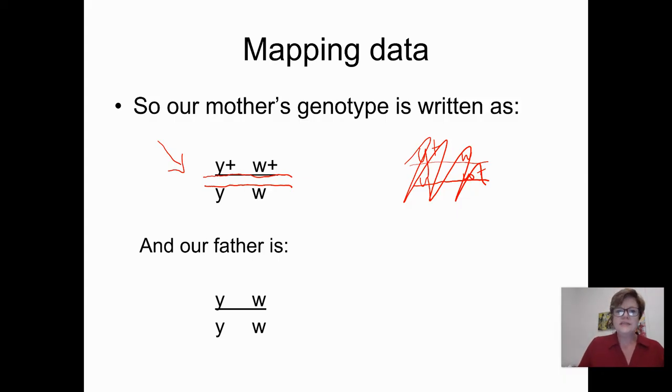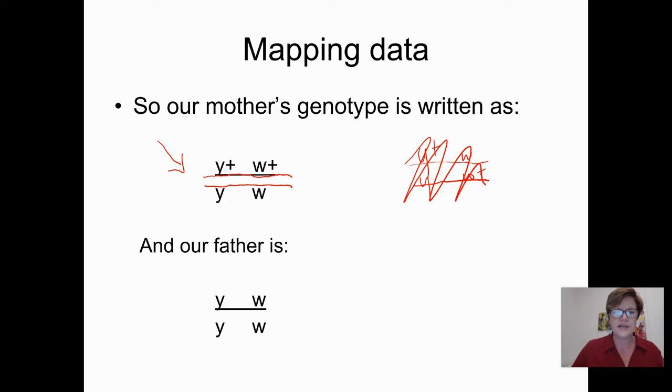And in flies, they typically do this thing where it almost looks like a fraction, but it comes from the drawing out of the two chromosomes, and somewhere along the line in Drosophila genetics history, one of the lines stopped being drawn, but you're supposed to think of it as these are the two chromosomes for the homologous pair. So that's the mother's genotype.